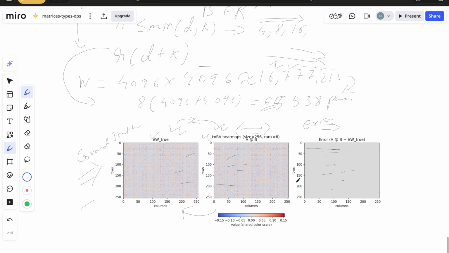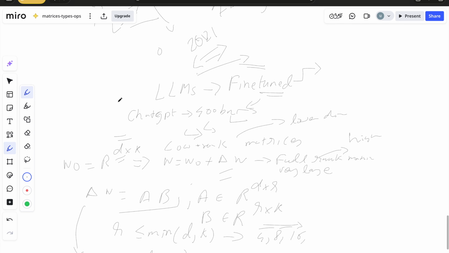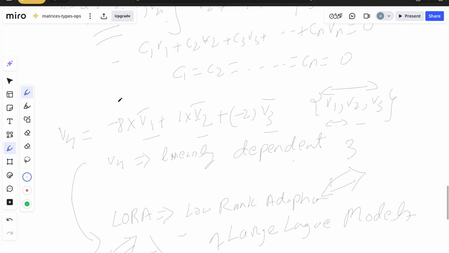So this is about LoRA, and this is a small plot that I tried to show you here. If you have any questions or doubts, please mention them in the comments and I will try my best to answer them. This was the whole motivation around learning matrices, understanding determinants.